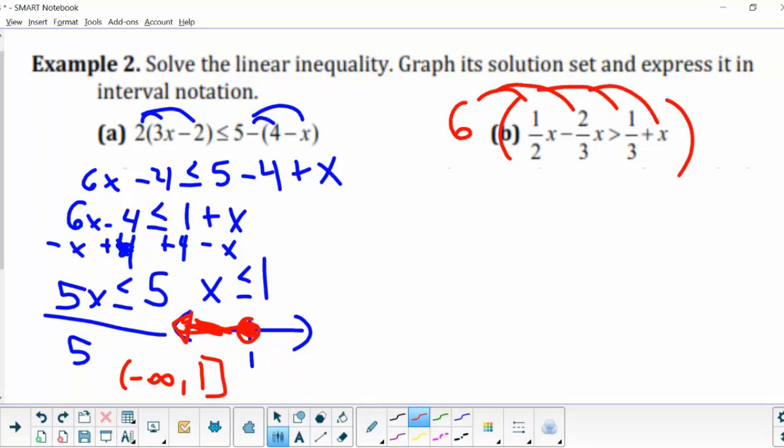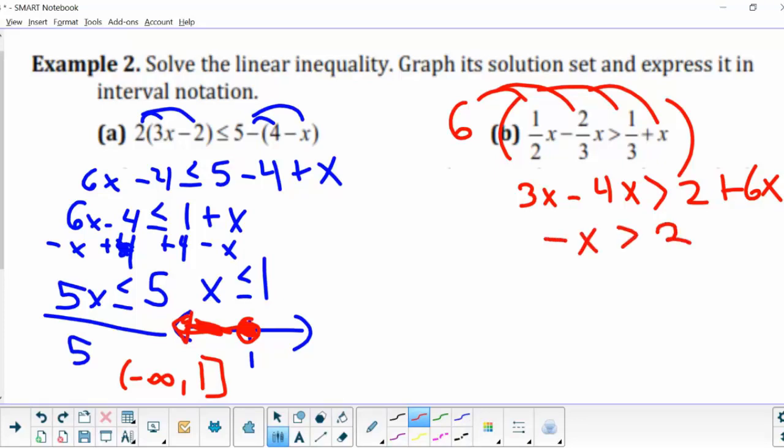So 6 times 1/2 x is 3x. 6 times negative 2/3 x would be negative 4x. Greater than 6 times a third is 2 plus 6x. So x times 6 is 6x. So 3x minus 4x is negative 1x, greater than 2 plus 6x.